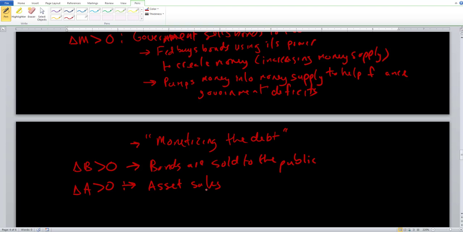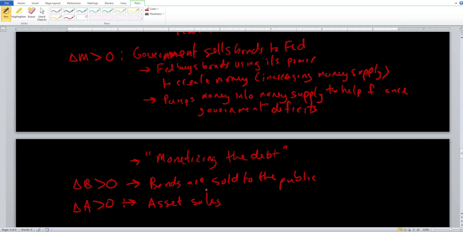So 3 different ways that we see right here for the government to finance its deficits: change in M by monetizing the debt, change in B by selling bonds to the public, and change in A by having some type of asset sales. So with this in mind, we are going to be a little bit more focused on the change in M and the change in B categories right here, because they are the largest components and they do tie in with the Federal Reserve fairly well additionally.